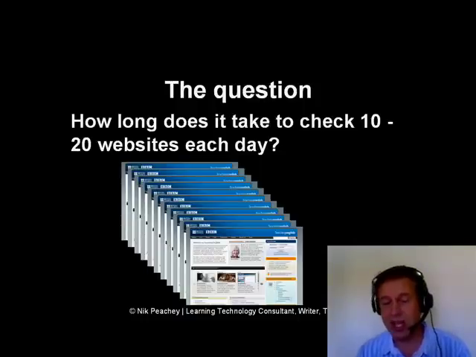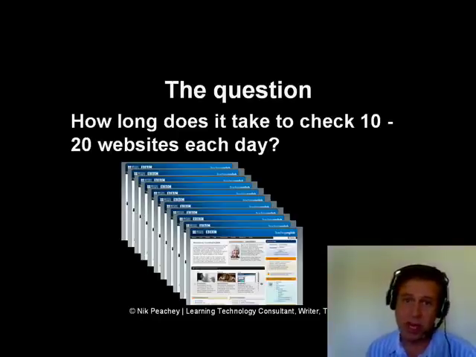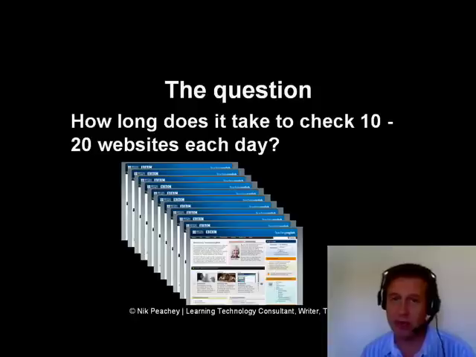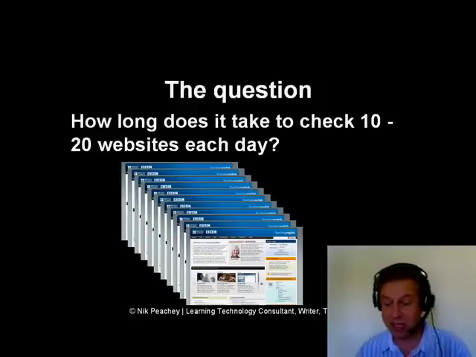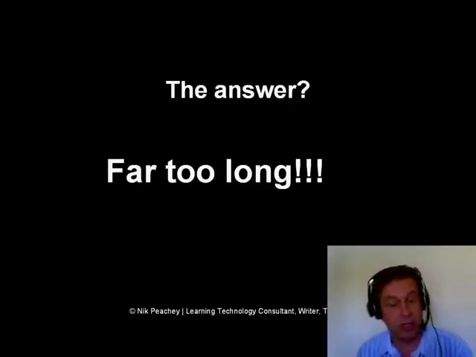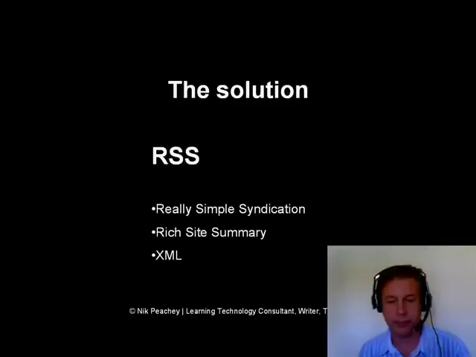There's a question: how long does it take really to check 10 to 20 websites each day? If you go to all these 10 or 20 websites, you want to look at them, find out what's new, read about what's new on them. How long does that take? The simple answer is actually far too long. We don't have the time to go and check 10 or 20 different websites, or even 30 or 40 or even 5, every day. So the answer to this problem, I hope, is RSS.